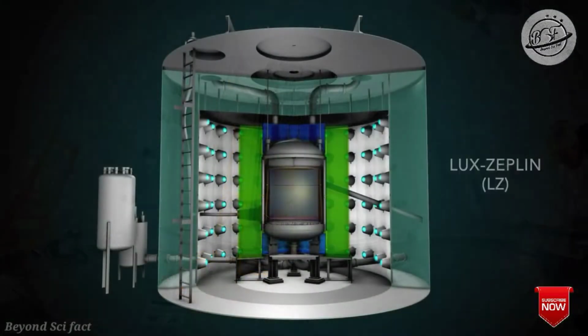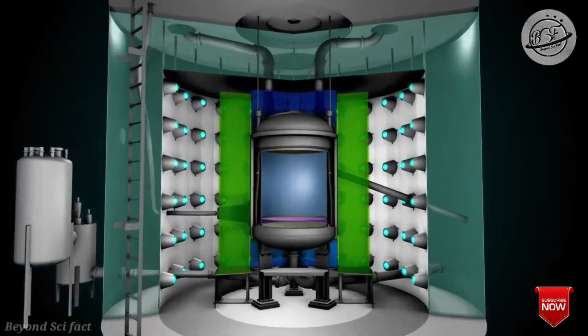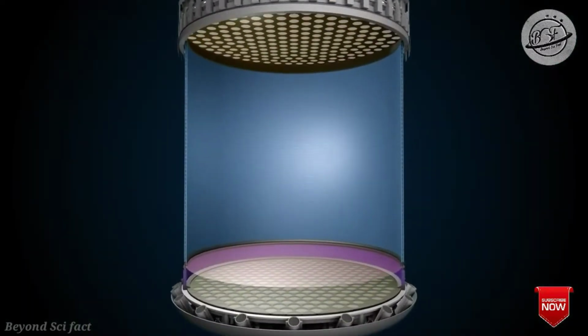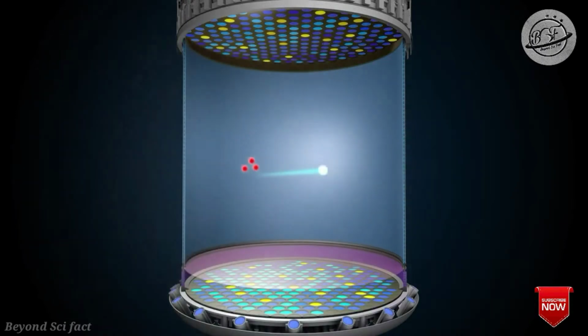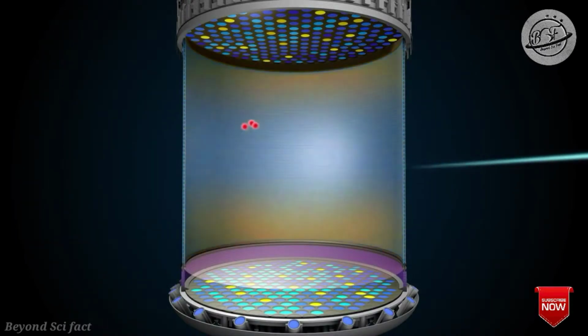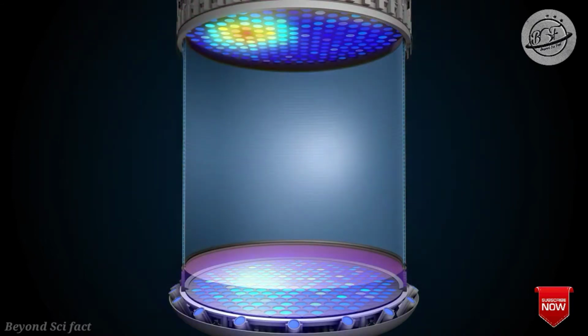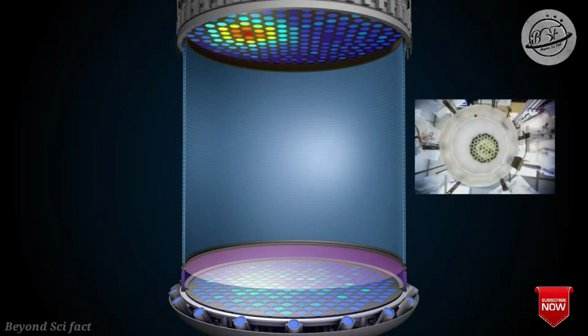Let's understand it. First they fill a tank with 10 tons of liquid xenon. If a WIMP particle passes through the tank and interacts with the liquid xenon, then two things will happen. First, it will emit a low intensity of light, and second, an electron will be moved upward due to the electric field, where it will emit a second light by hitting above, which will be recorded by 5000 light sensitive tubes which are present both above and below the tank.